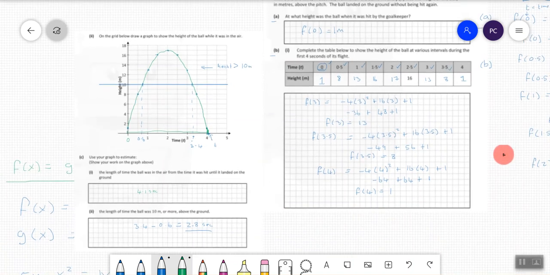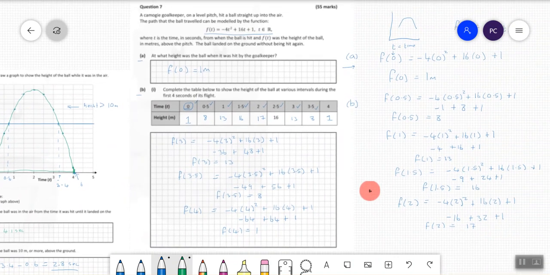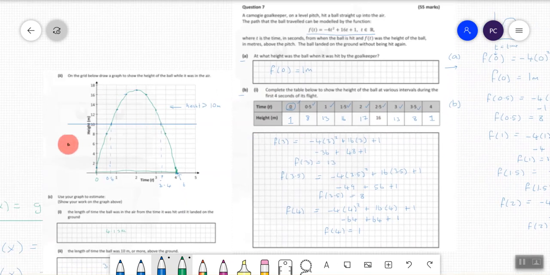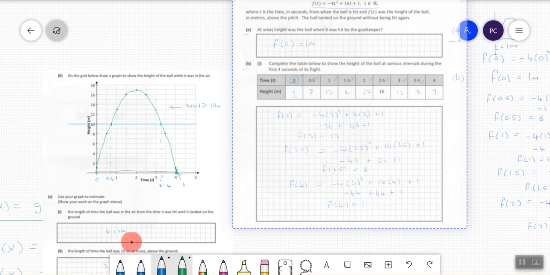So again, what's really important here is that you show all the workings out for completing this table, then you plot your points on the graph, and then you answer the questions based on the graph as well. So hopefully that makes sense, and that's helpful.